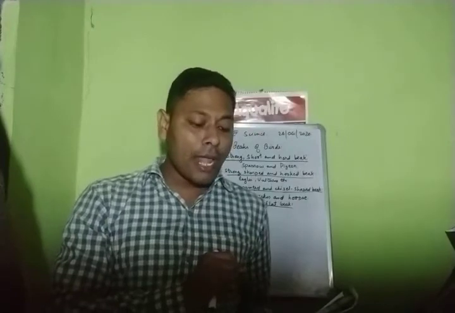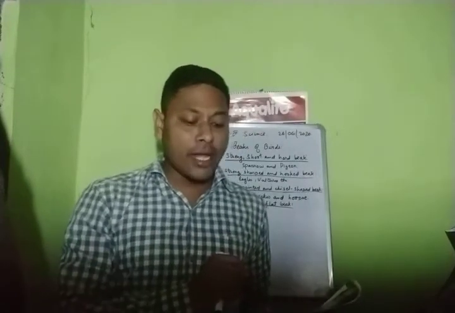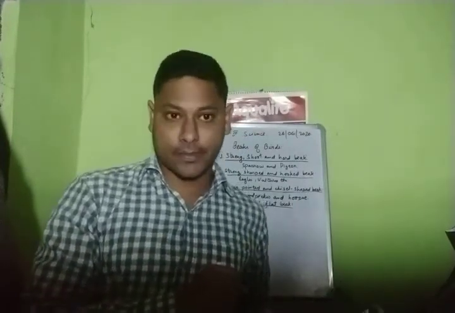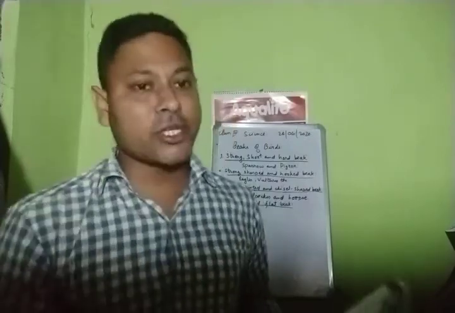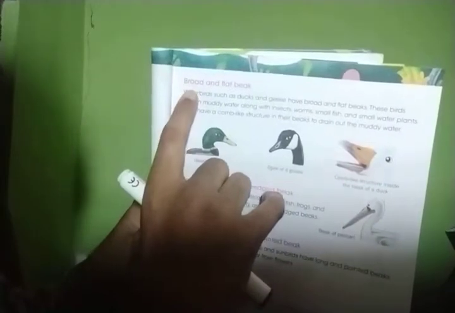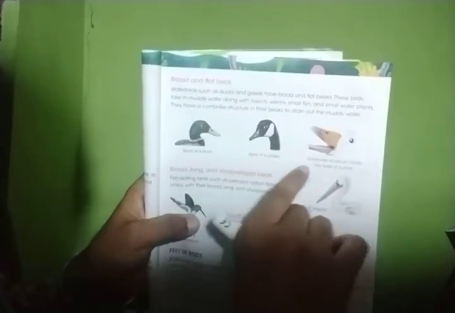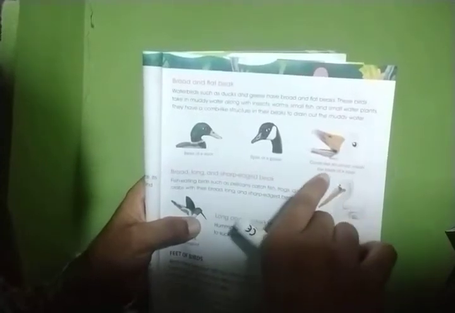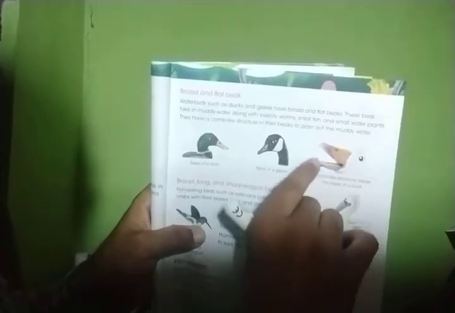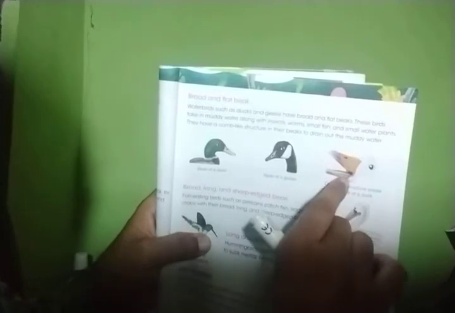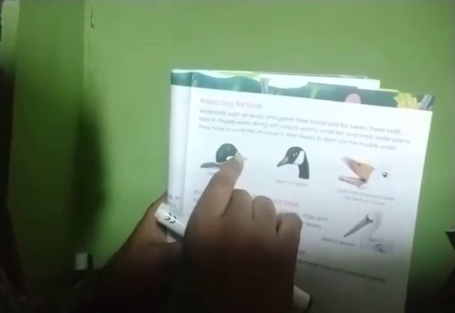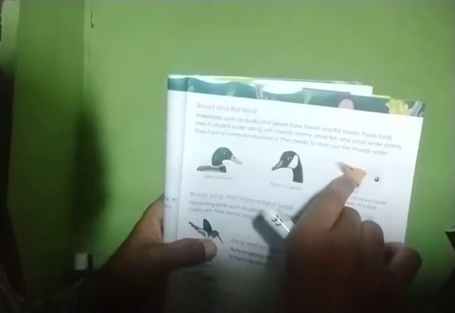They have a comb-like structure in their beak to drain out the muddy water. Now you can see the picture here. This is broad and flat beak. You can see the beak of the duck, beak of the goose and the comb-like structure inside the beak of the duck. See, comb-like, it is like a comb. Okay, and you see here also pointed, here also pointed, here also pointed.